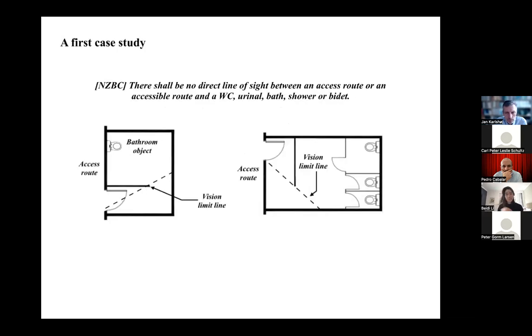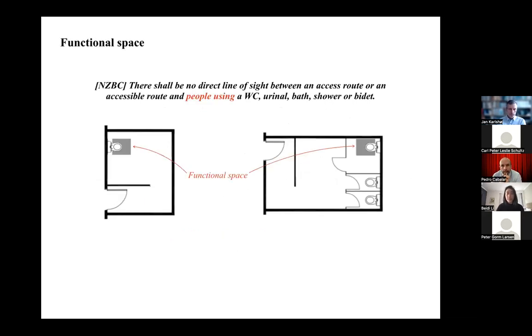Take this design requirement again that talks about privacy of bathroom objects: they should not be visible from access routes. So no fixtures, no bathroom objects can be located below the vision limit line. And we first define a concept called functional space, the regions that a person needs to be located in order to use an object.